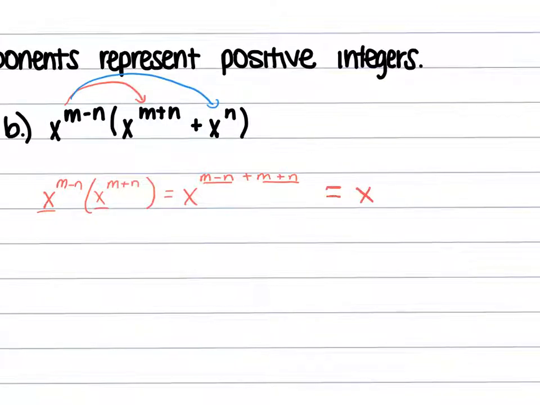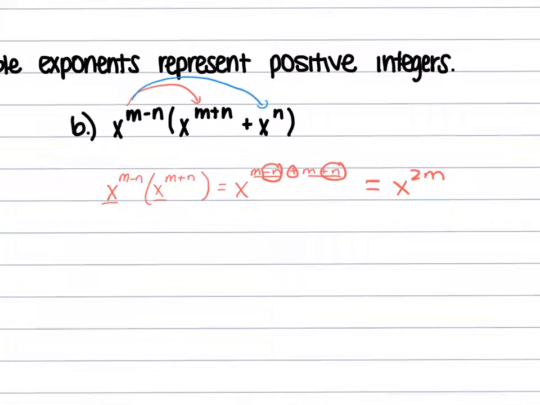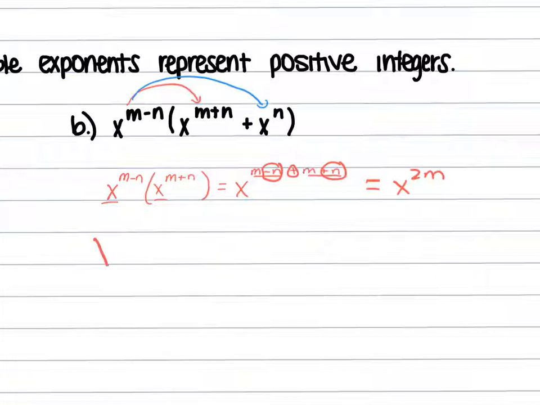M plus m equals 2m. And negative n and plus n equals what? Here, negative n plus positive n becomes a 0, or just cancels out, leaving us just x to the 2m. So that first distribution in red is just x to the 2m. That's that first thing that got distributed.